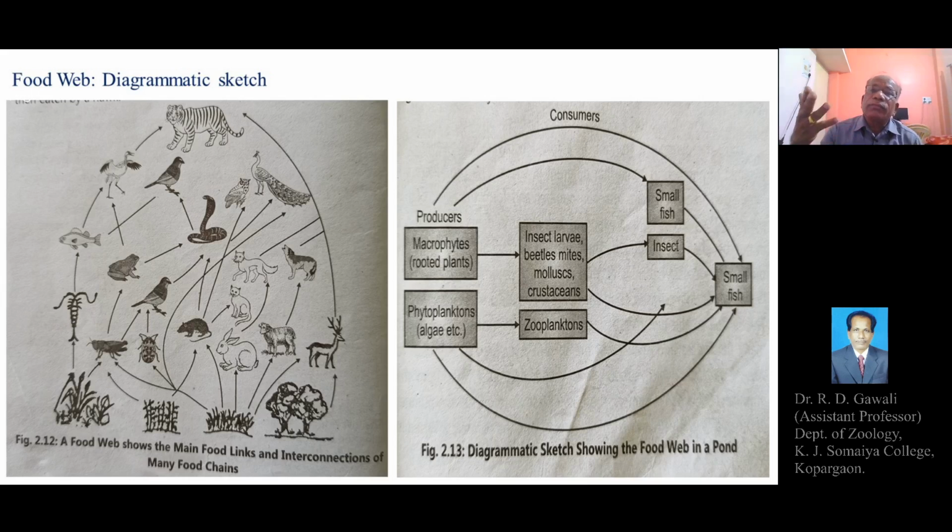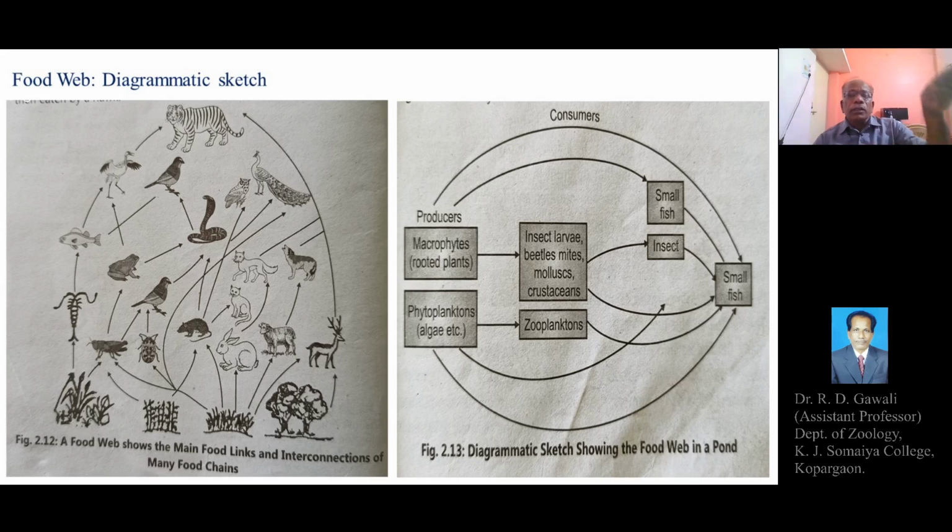Then the mouse can eat the grass. The same mouse can be eaten by cat or owl or the snake, and these animals then can be eaten by the top carnivores. So the cat, rabbit, sheep, goat, wolf, even the herbivore like a deer, which is feeding onto the grass, can be eaten by the tiger.